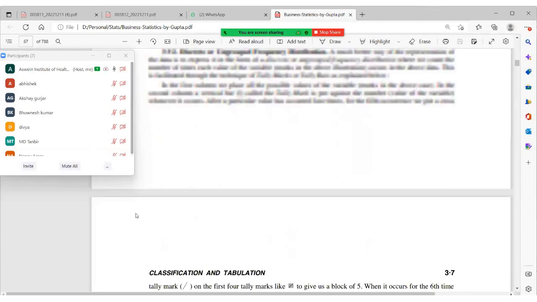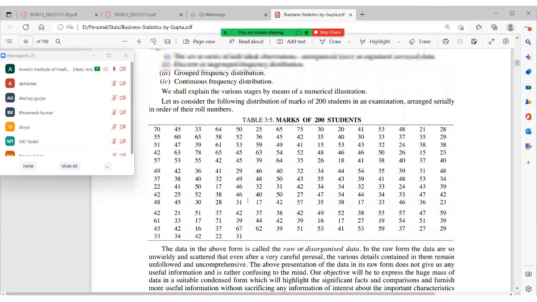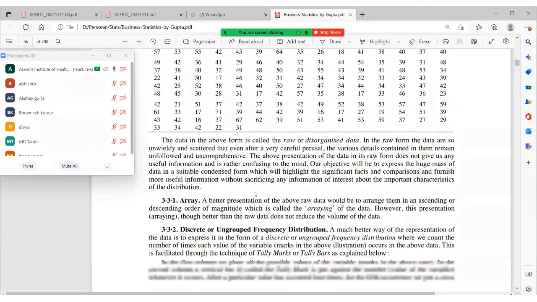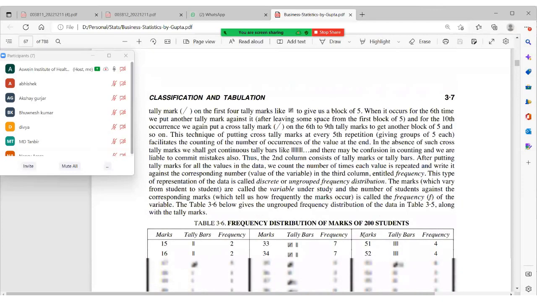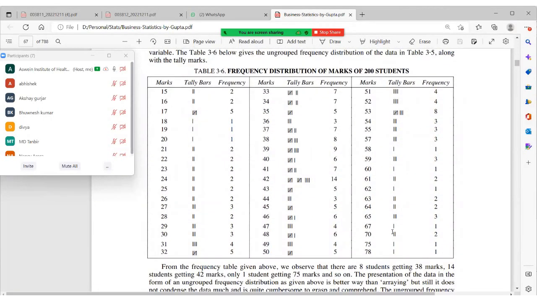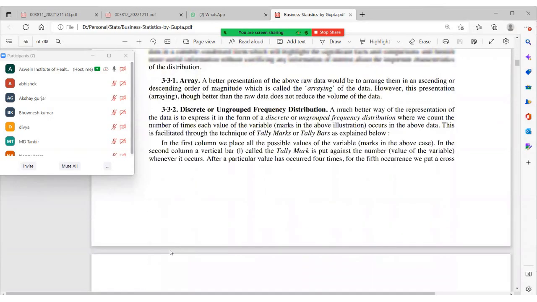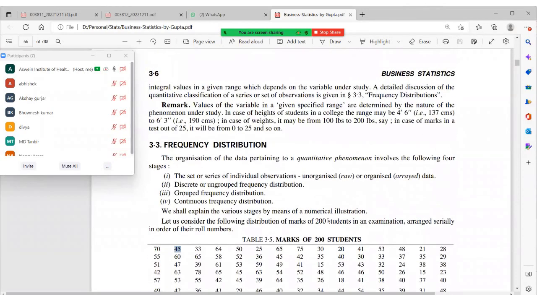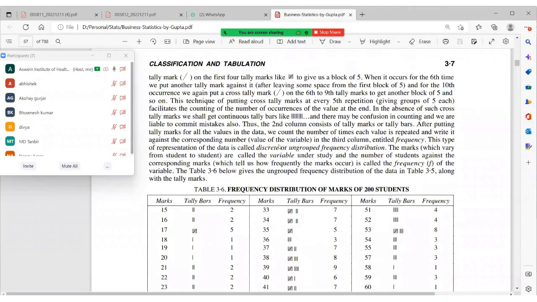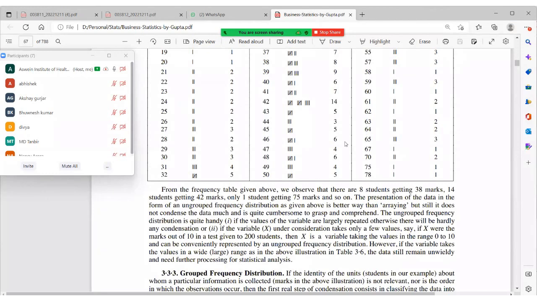Now come to the first one. The first one is 70, right? Now 70 is here. What we do is make one bar, one straight line. This column we call the tally bars, right? So we make one tally bar here. Similarly, the next one is 45, so at 45 we make another tally bar, and so on like this, right?